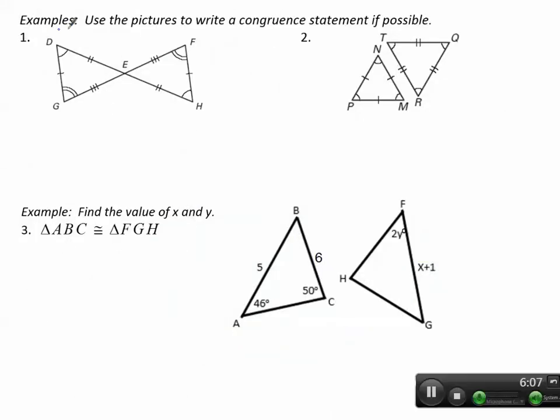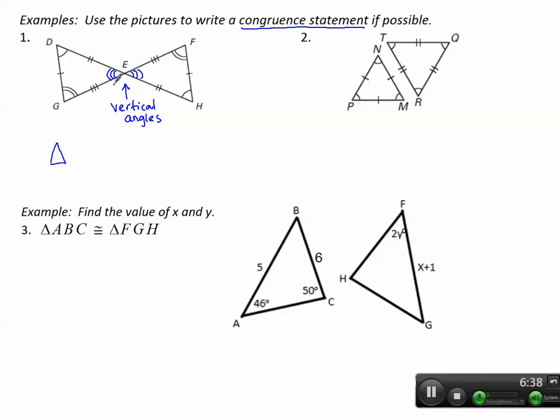Let's take a look at these examples. Use the pictures to write a congruence statement, if possible. So I notice that I have 3 sides congruent to 3 sides, but I only see 2 angles congruent to 2 angles. However, because of these intersecting lines, I know that the vertical angles are congruent. So now I see 3 angles congruent to 3 angles. Therefore, I can write a congruent statement.